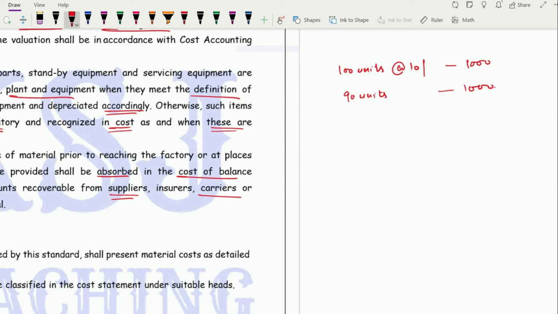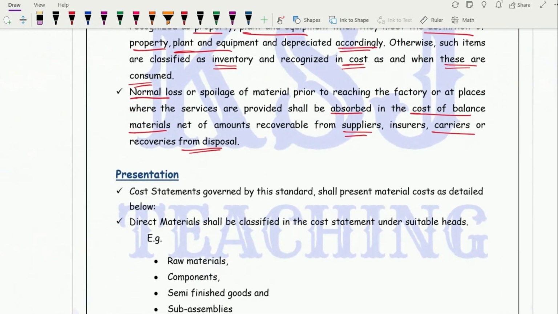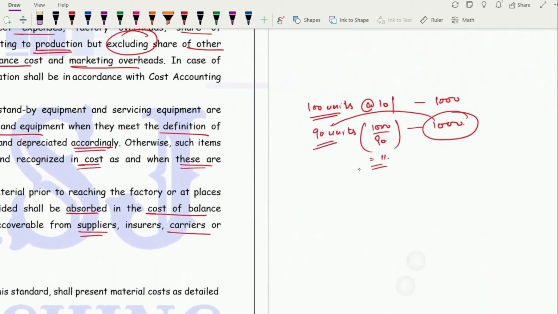Your cost will increase here. So the per unit cost will increase here, right? So 1000 divided by 90, your per unit cost will increase. Clear? So it will be 11 rupees something. So it says that if there is a normal loss, then the cost is to be absorbed by good units, right? Net of amount recoverable. Net of amount means that if there is any insurance for this normal loss, and the amount is recoverable from there, this cost will decrease accordingly.